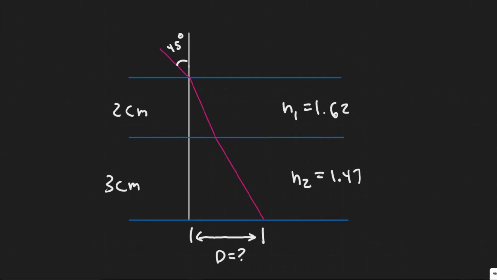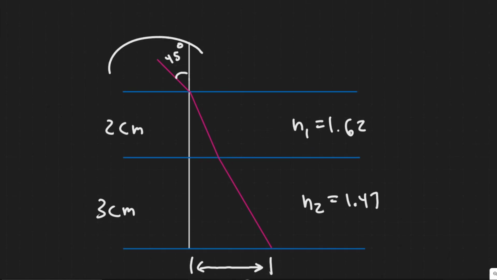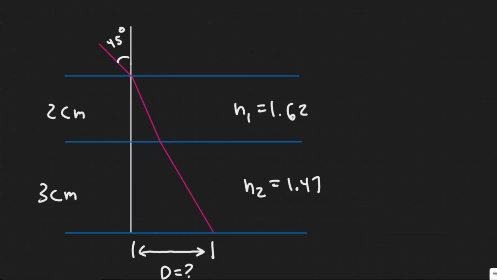So I went ahead and redrew the figure that they give us. Essentially, we're going to have this light beam hit this glass, and then it's going to go like this, and then like this. So we know it's going to change a bit as a result of Snell's law. And then we're given some different things.